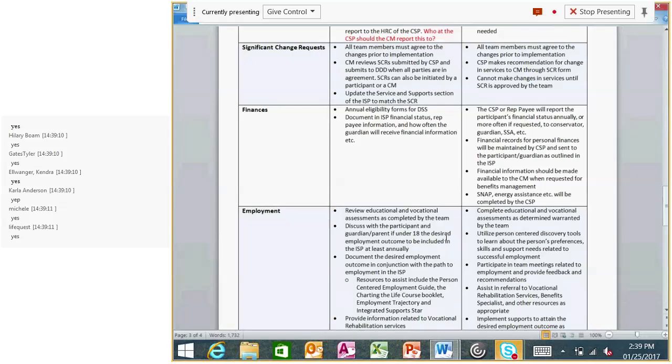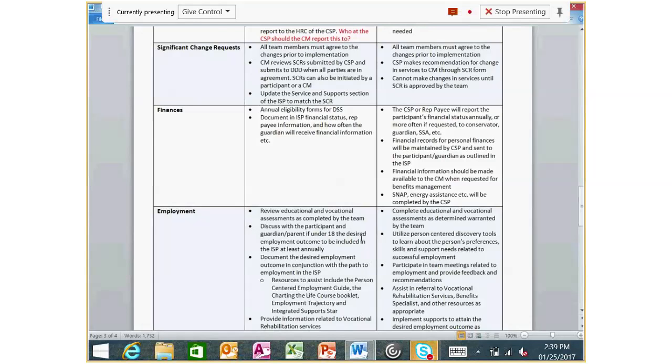So the question was, who receives the approved SCR from the division? The answer is that the SCR is returned to the case manager and the CSP. And typically, I think that we've identified main contacts at each case management agency. So as a case manager, if you're not receiving that specifically back, it's probably going to a contact person, maybe your supervisor, within the case management agency.